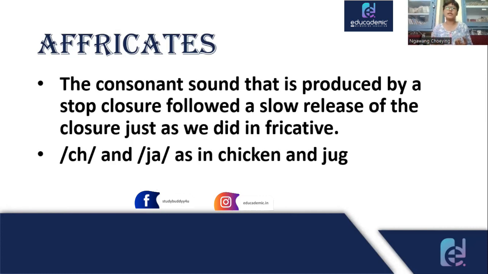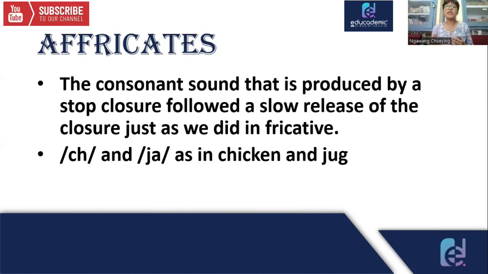In affricates, when we produce an affricate sound, we release the closure slowly. After we obstruct the sound, we release the air stream, we release the sound in a slow manner after the closure, as in ch and j. See, when we produce the ch and j sounds, we stop at some point, then we release the closure in a slow manner. Ch, ja.